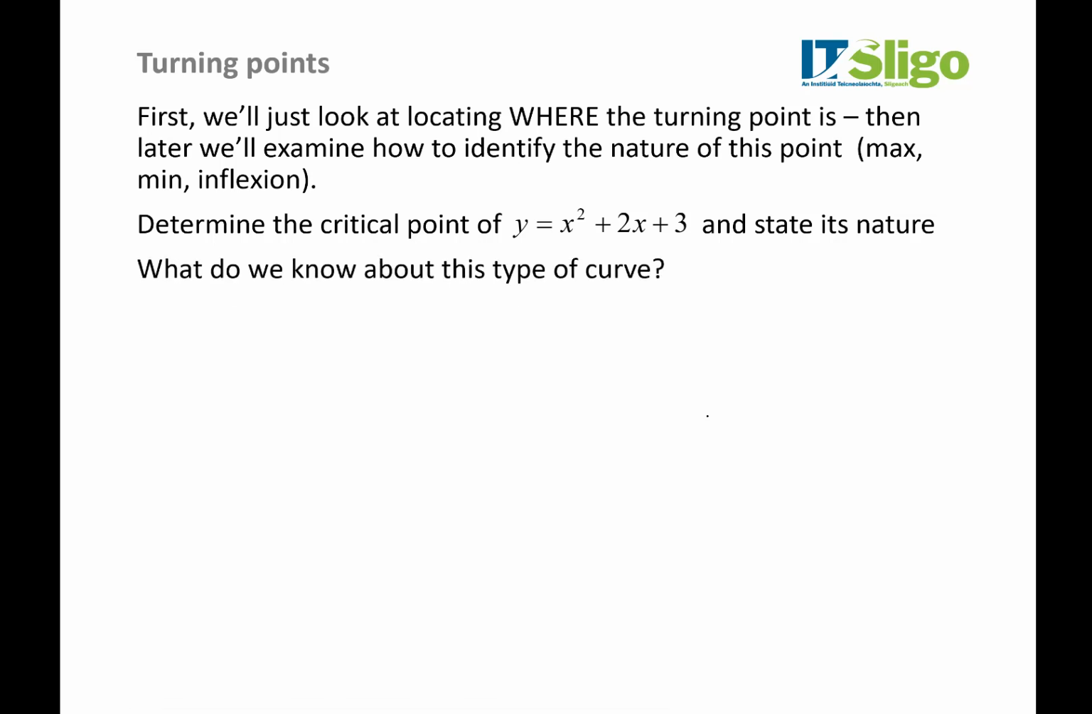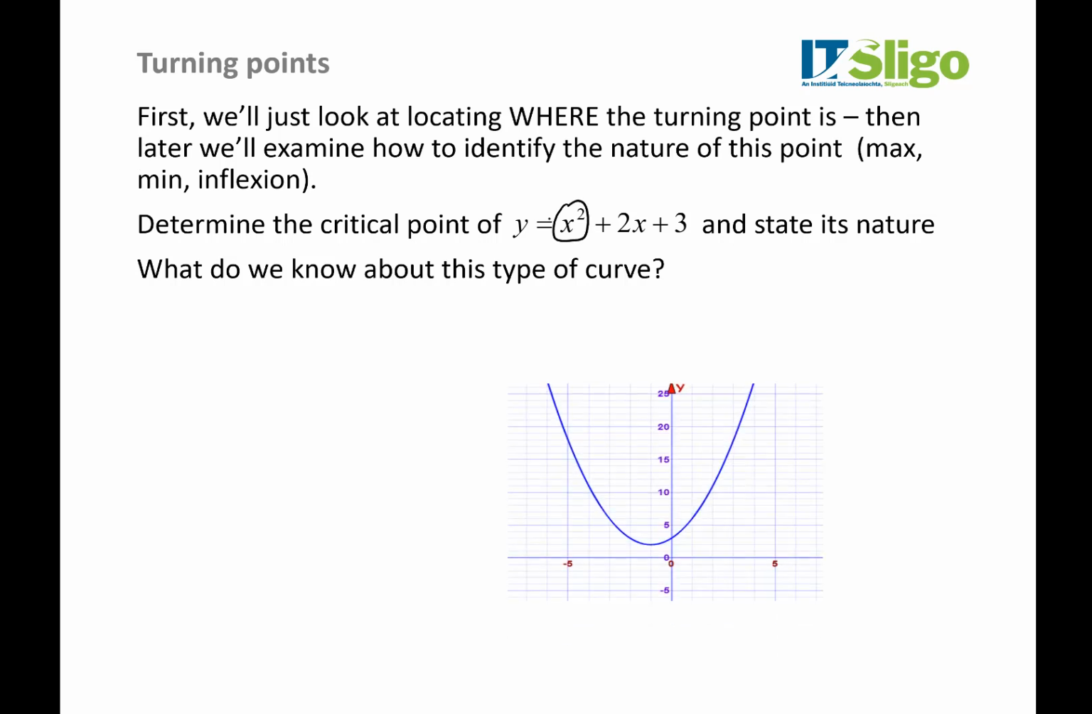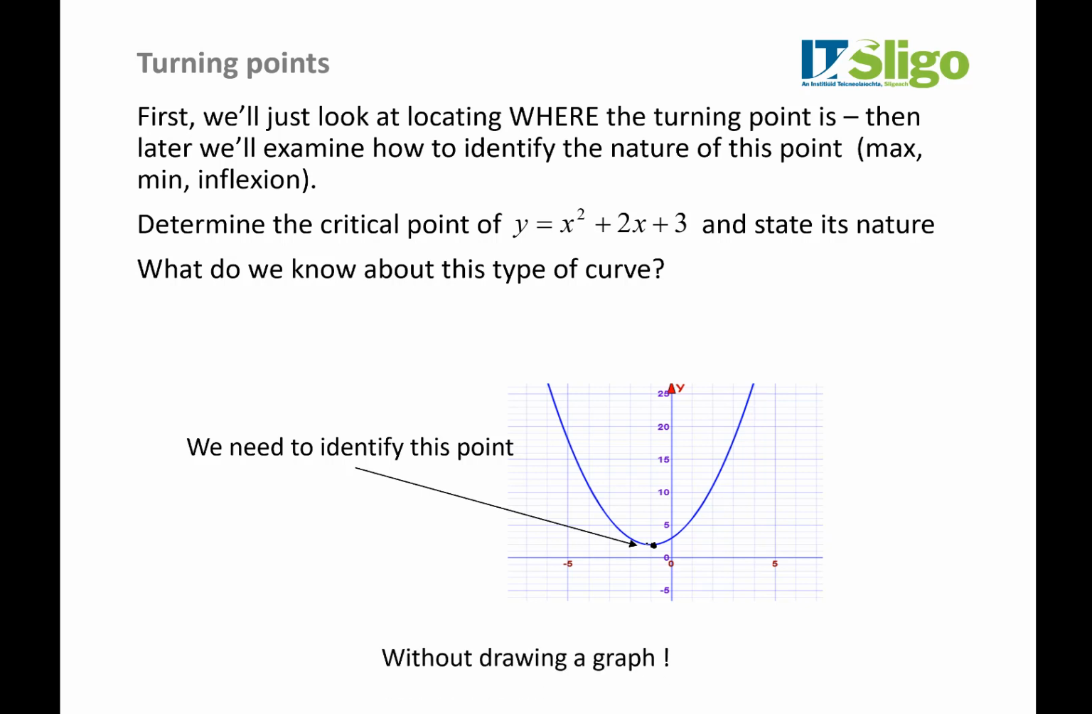So, determine the critical point of this function, y is equal to x squared plus 2x plus 3, and state its nature. Well, what do we know about this curve? It's got a positive x squared, so it's smiley. And that's what we're looking for. We want to identify the lowest point that the curve reaches. That's our goal with finding the turning points. Ideally we want to do it without drawing a graph, because as we've already learned, drawing graphs can be quite tedious, and there can also be the potential for significant error depending on the level of accuracy that we're looking for.